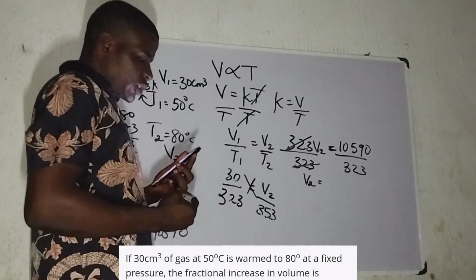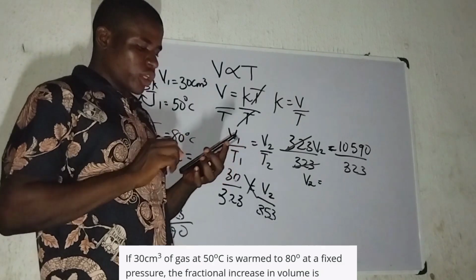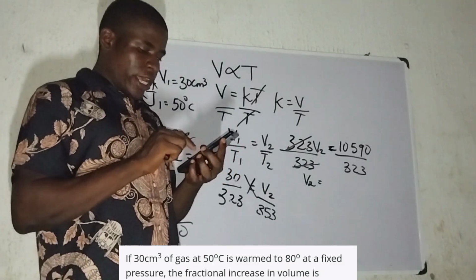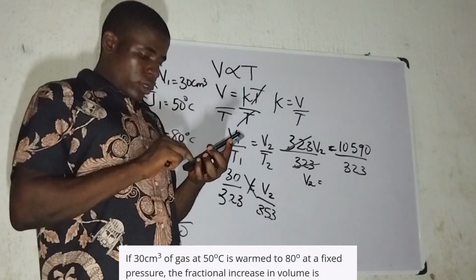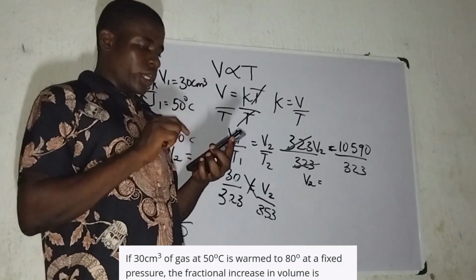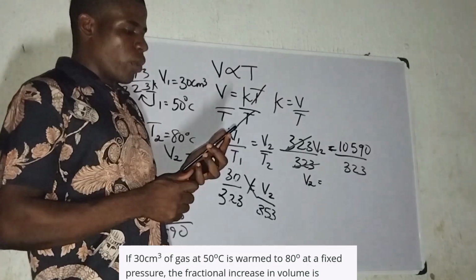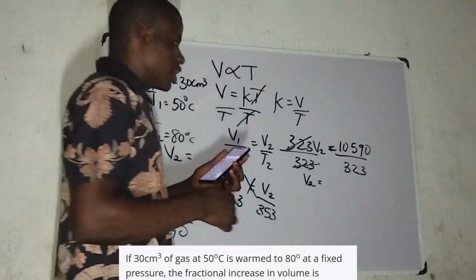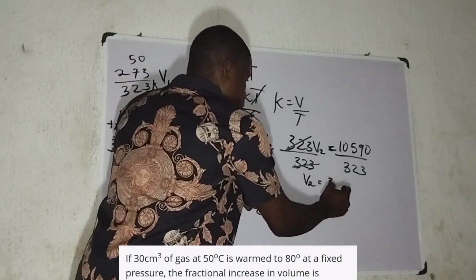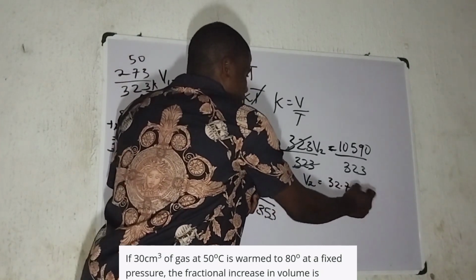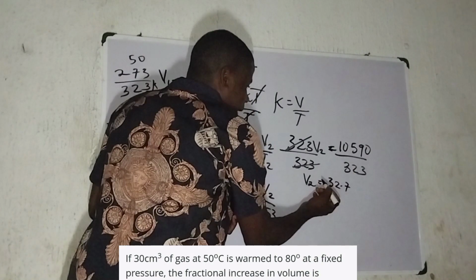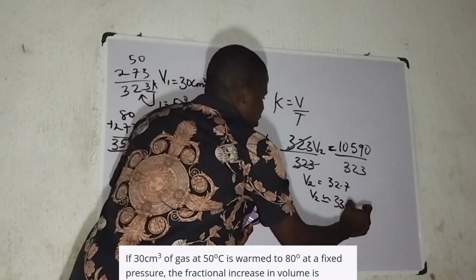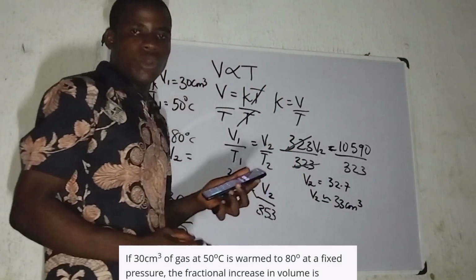Now how do I do it? Let's be fast. If I make use of my calculator, 10,590 divided by 323 gives me 32.78 something. So let me take the approximate value. So I have that V2 is approximately 33 cm cube, the new volume.